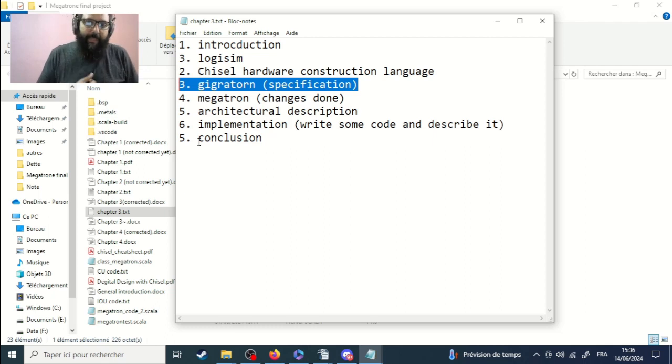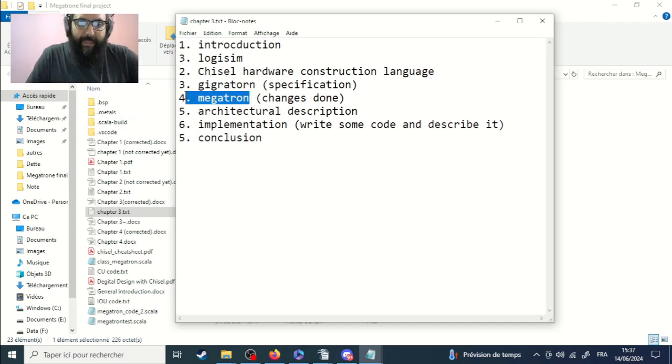The problem is not me. I am the one who created the Logisim. I know exactly how Megatron works, but the examiners are not in this domain. You probably know more than them in this field, and you have to explain carefully how this architecture works. Gigatron, and then Megatron and the differences, of course.